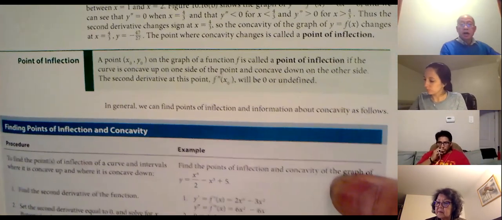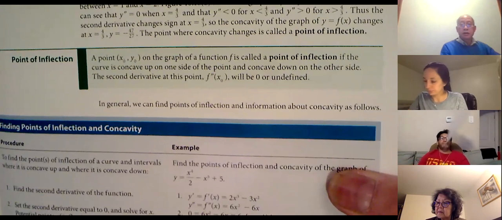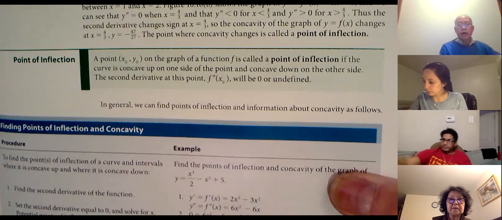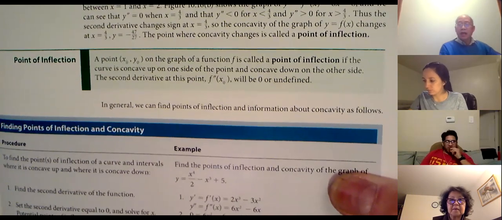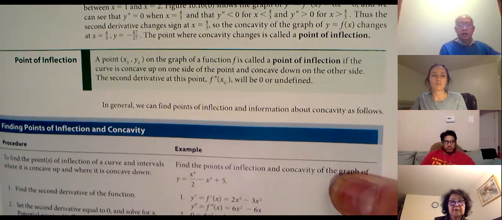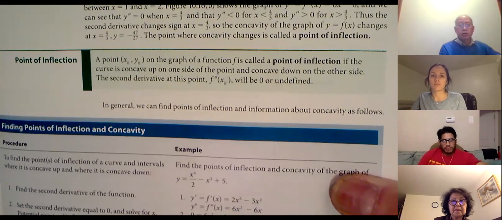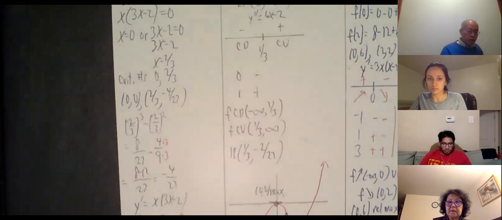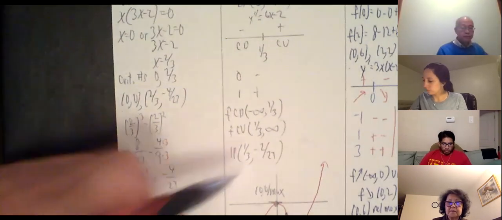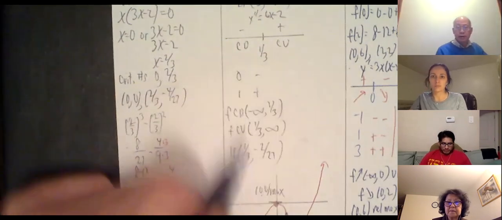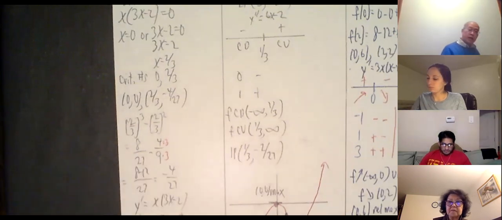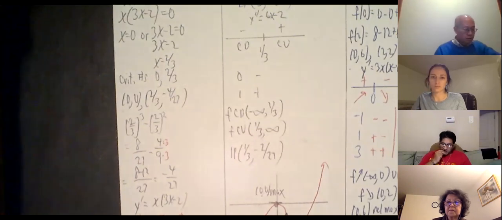Point of inflection. A point of inflection, the curve is concave up on one side of the point and concave down on the other side. That means it switches concavity, either from concave up to concave down or the other way around. So was there a change in the concavity? Yes, there was. Concave down, concave up. So 1/3 comma negative 2 over 27 is indeed an inflection point. So I've got the graph completely analyzed.